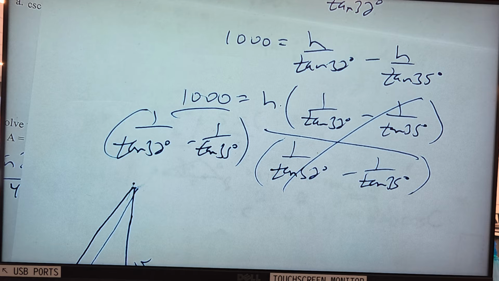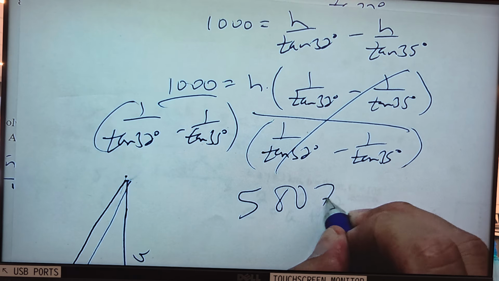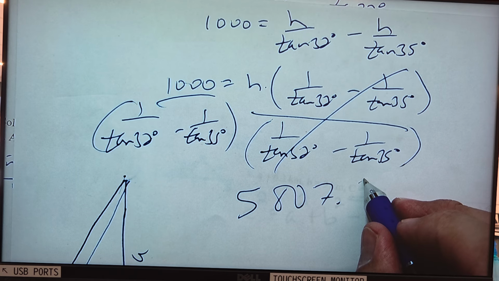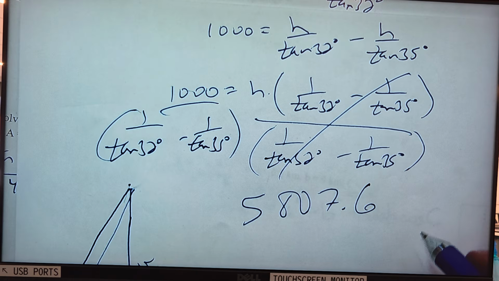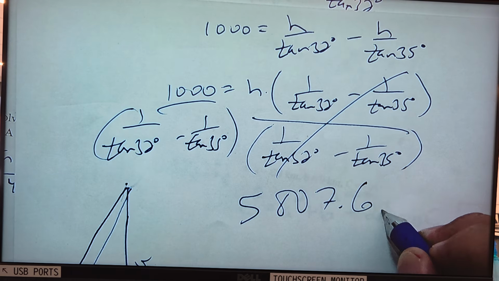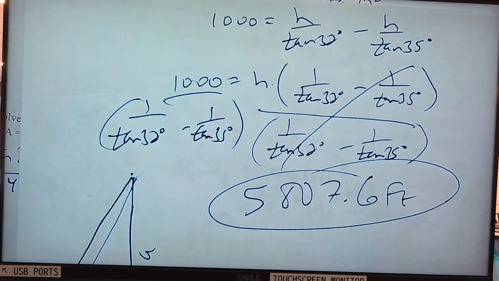So do 1,000 divided by parentheses 1 over tangent 32 minus 1 over tangent 45, right? Make sure you're in degrees. 5,807.6. That sounds about what I got before. 5,807.6? Yep. Feet? Feet, yes. And I think the actual height's like 4,000 something. I'm very sorry.